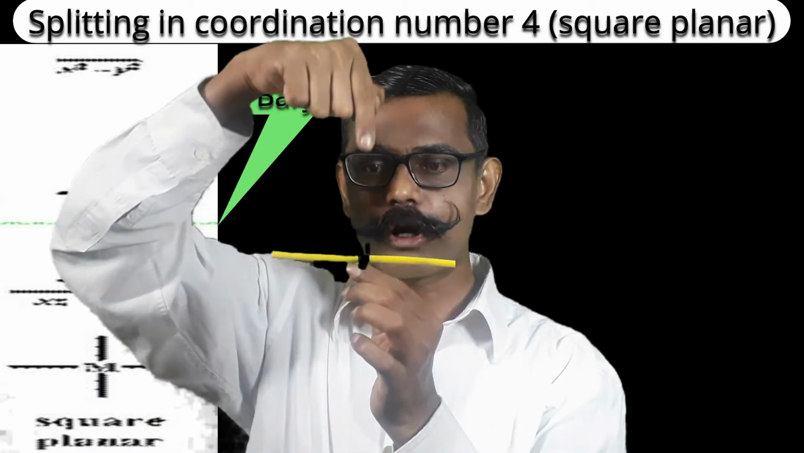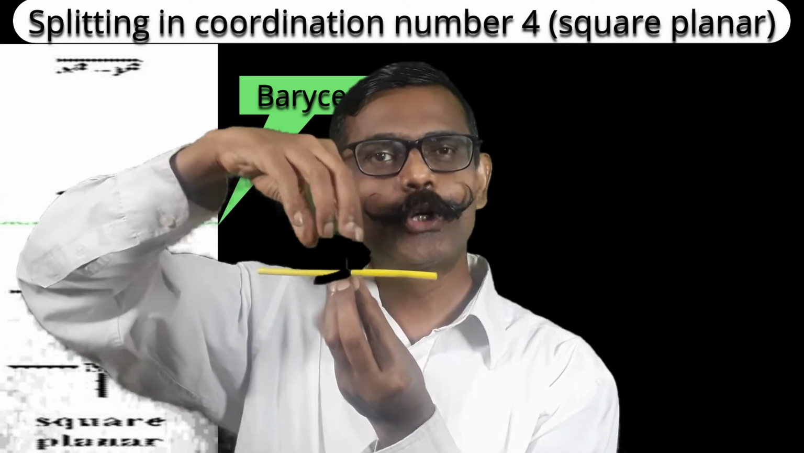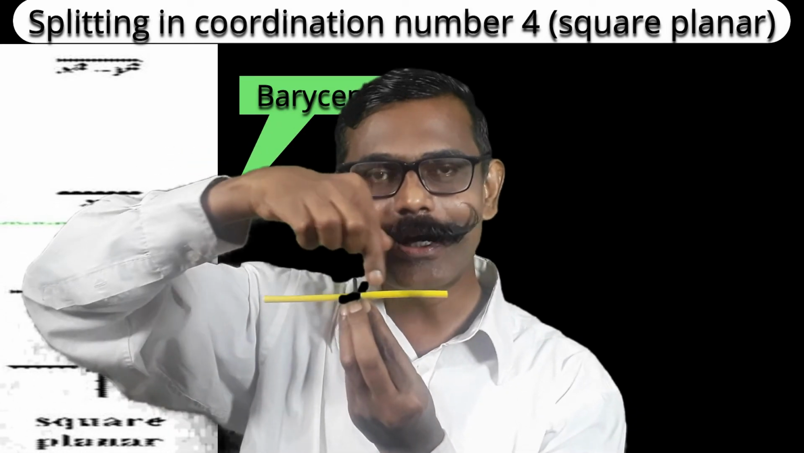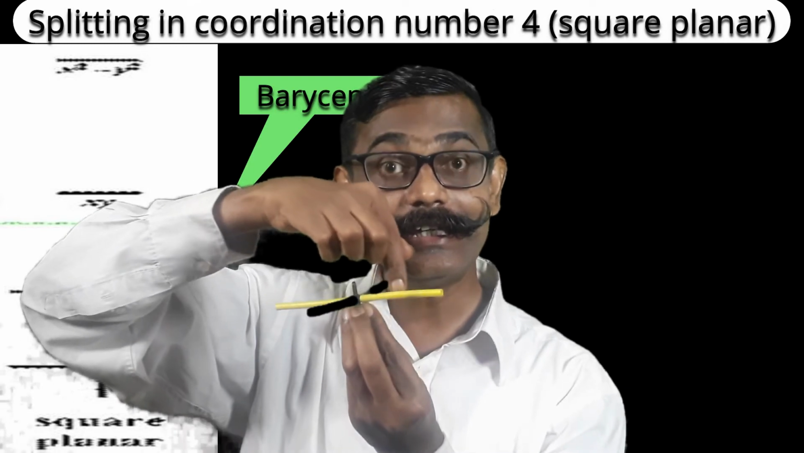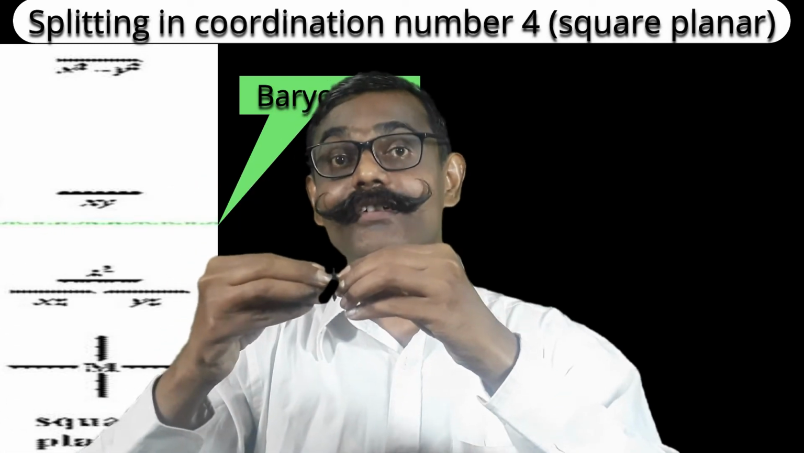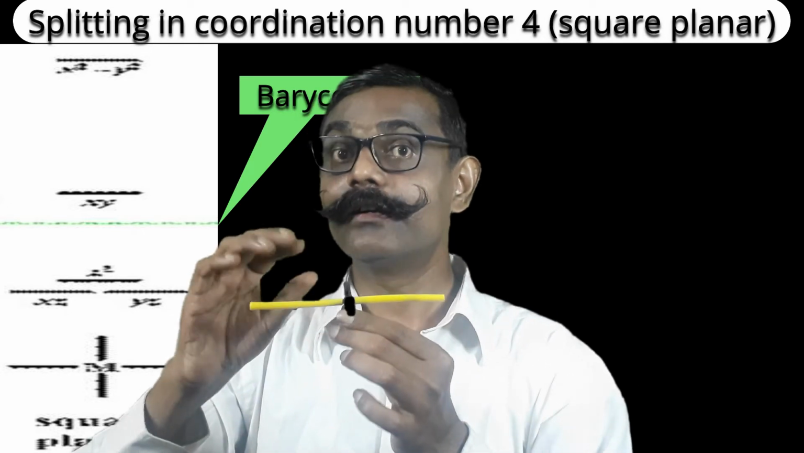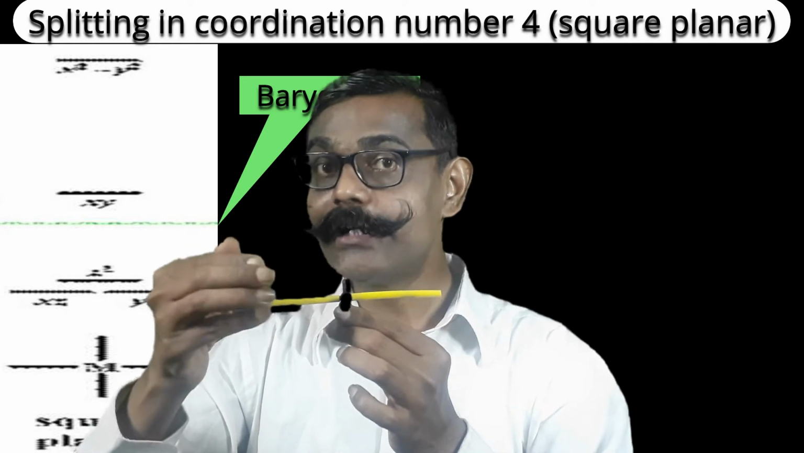The dz square orbital's major lobes are along the z axis, but the donut shape is there, no? The donut region is in the xy plane. That donut region will experience interaction, repulsion. So its energy relatively will be higher or lower?